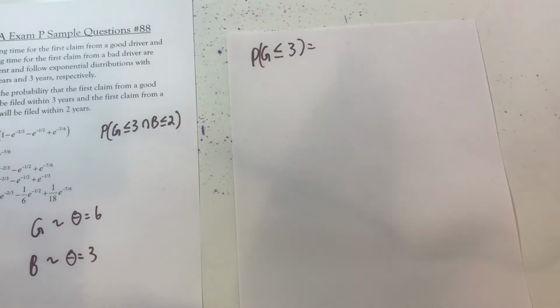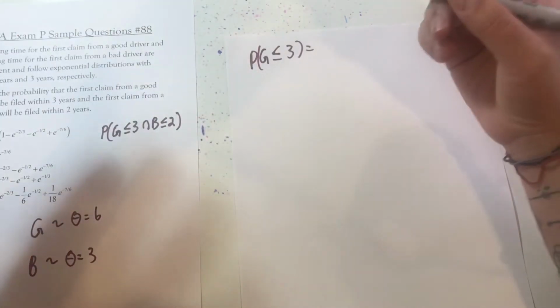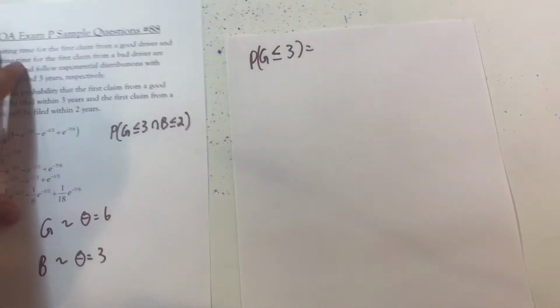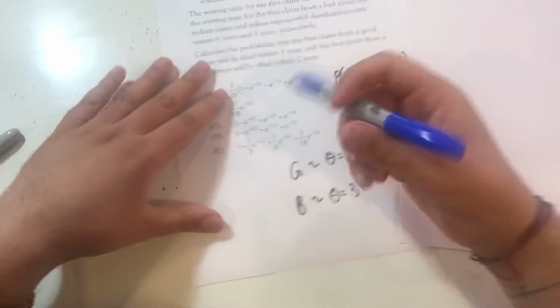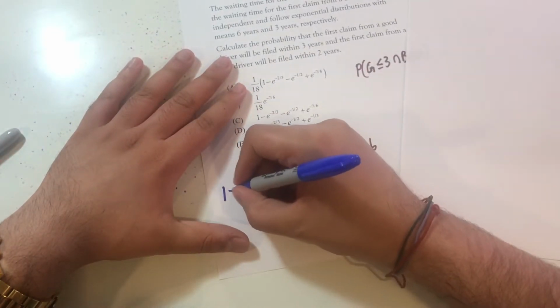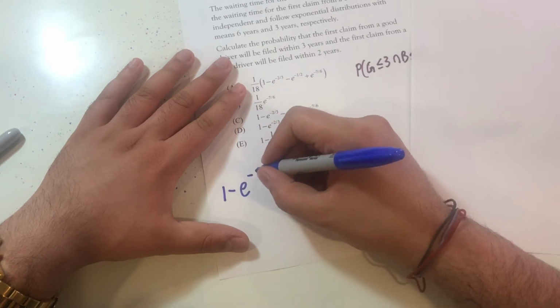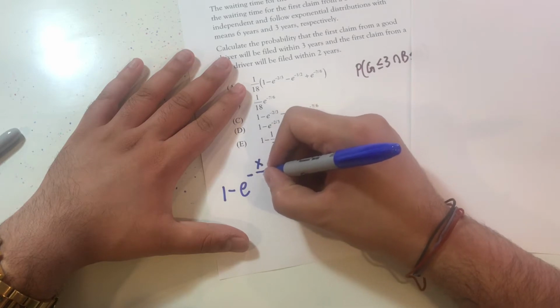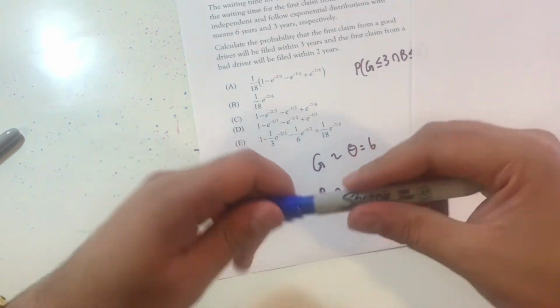We need to memorize these certain distributions. The exponential distribution is one of those. So the CDF for an exponential distribution is as follows. I'll write that here in a different color. Now, there are plenty of equation sheets online. I recommend the one by Coaching Actuaries. I believe theirs is free. There we go. 1 minus e to the negative x over theta.